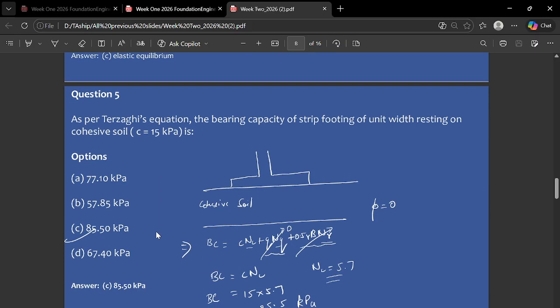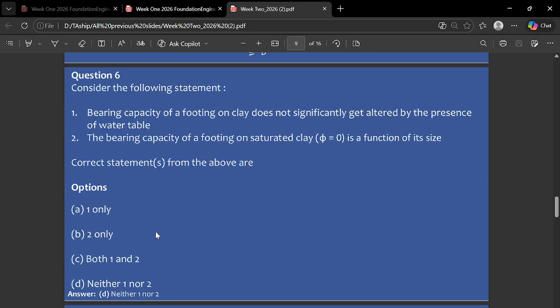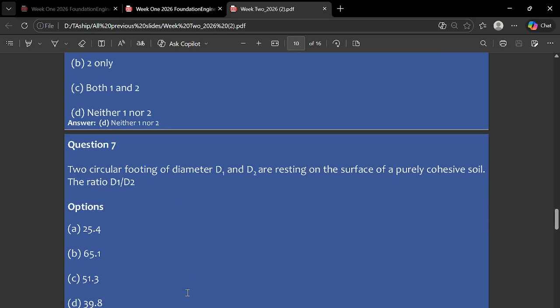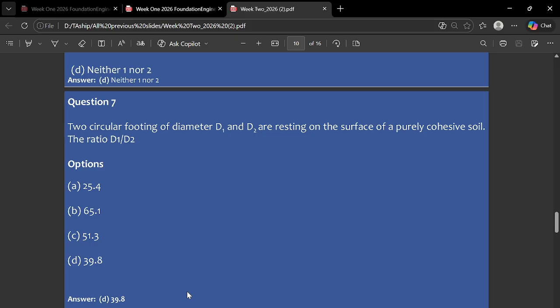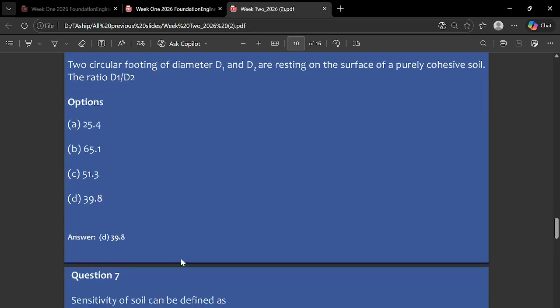Now, without utilizing those bearing capacity equations, you can calculate what the bearing capacity is. Now considering the following statement: bearing capacity of footing on a clay does not significantly get altered by the presence of water table. We have already discussed this statement above. Then you are given two types of footings, D1 and D2, which are resting on the surface. So what is the ratio of D1 and D2?